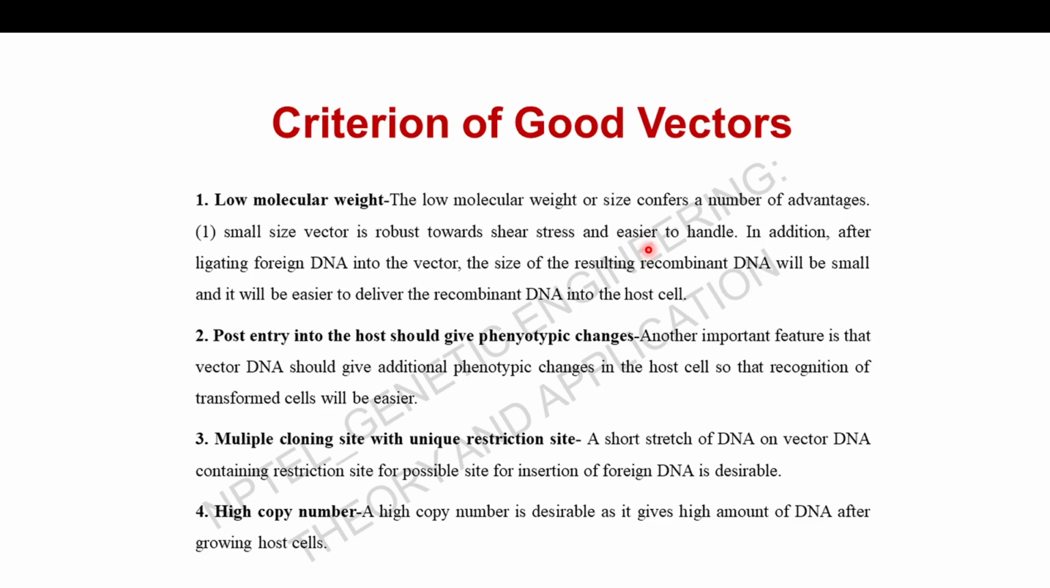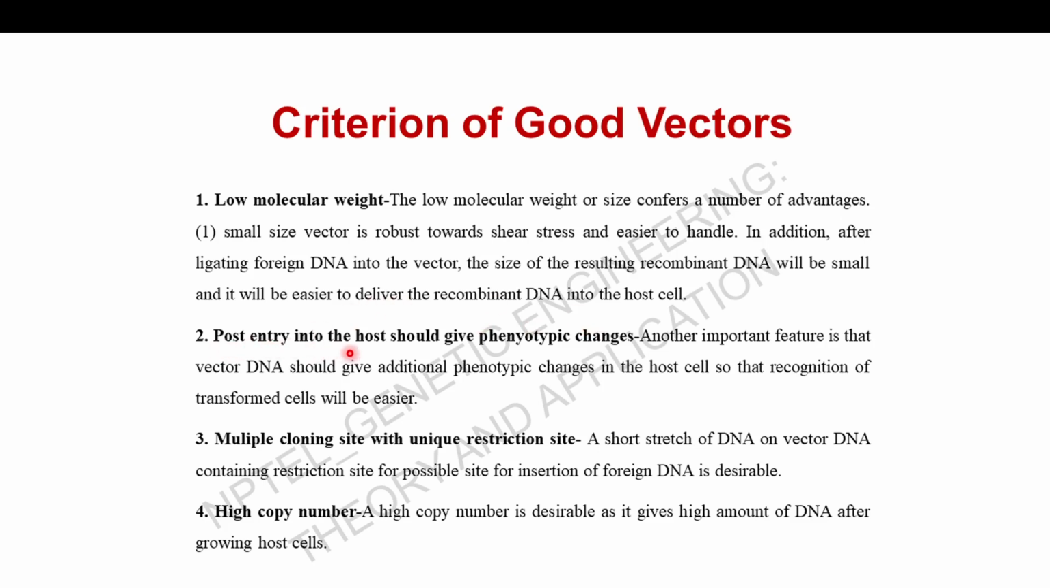If it is a bigger one, it can undergo shear stress and get fragmented during the isolation process, during the multiple steps that we do during plasmid isolation. In addition, after ligating foreign DNA into the vector, the size of the resulting recombinant DNA will be small, and it will be easier to deliver the recombinant DNA into the host cell. So small size actually helps.